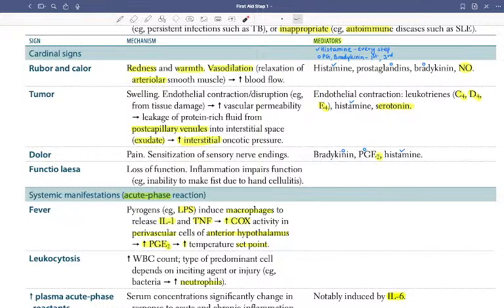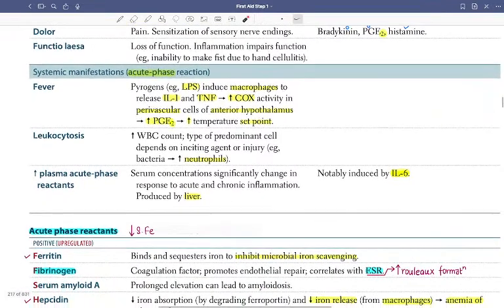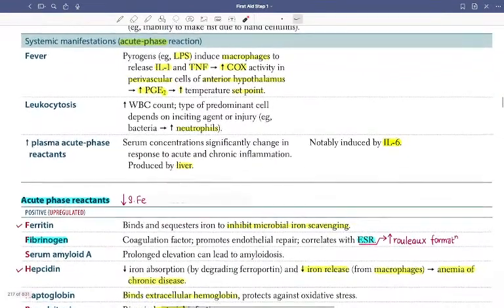Next, in between, in case of tumor, that is swelling, you have leukotrienes C4, D4, E4, and serotonin. You remember we had serotonin. Serotonin was decreasing in schizophrenia, I think. Next is systemic manifestations, acute phase reactants.